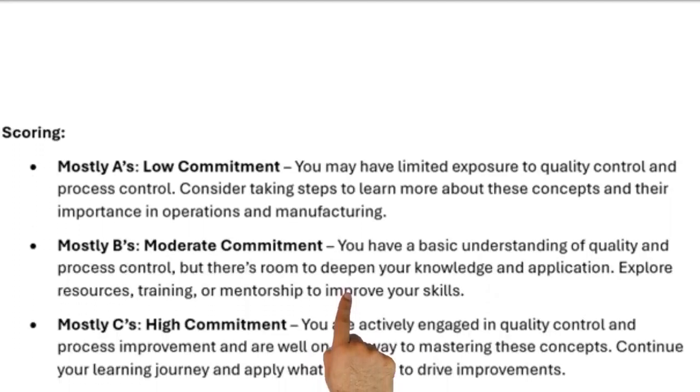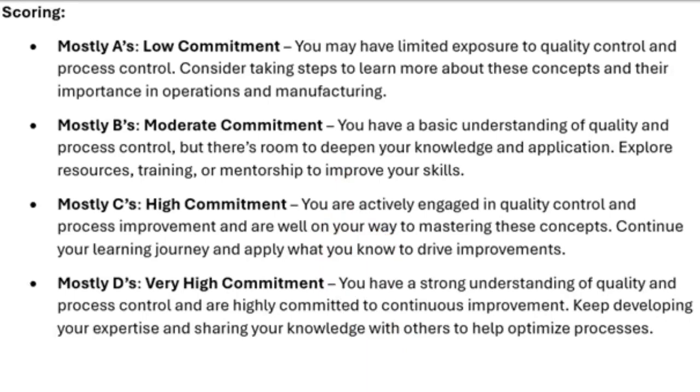Scoring guide. Mostly A's. Low commitment. You may have limited exposure to quality control and process control. Consider taking steps to learn more about these concepts and their importance in operations and manufacturing. Mostly B's. Moderate commitment. You have a basic understanding of quality and process control, but there's room to deepen your knowledge and application. Explore resources, training, or mentorship to improve your skills.